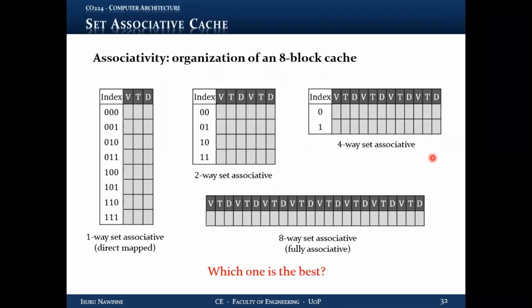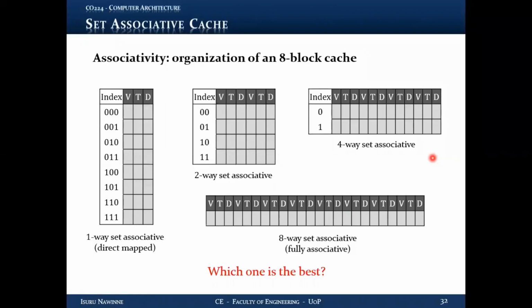Since we can have different organizations like this, say if you're going to have an 8-block cache, if you decide the size is going to be 8 blocks, then we can implement the cache in multiple different organizations like this. So which one is the best? It depends on a lot of things, a lot of different factors, right? It depends on your program, it can depend on the CPU microarchitecture, it can depend on what sort of a performance improvement you want.